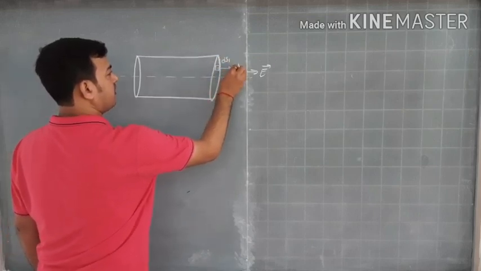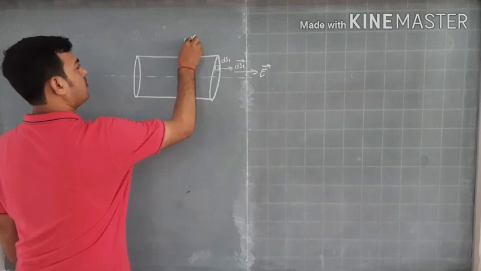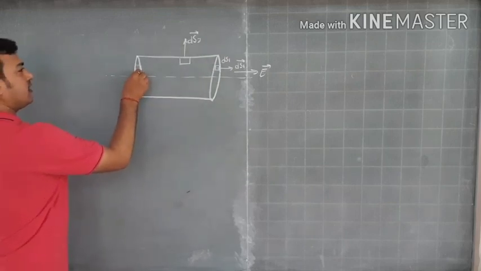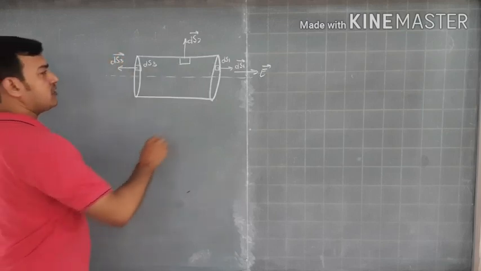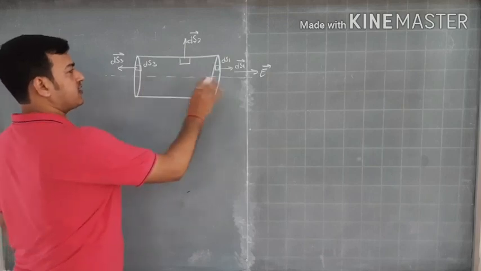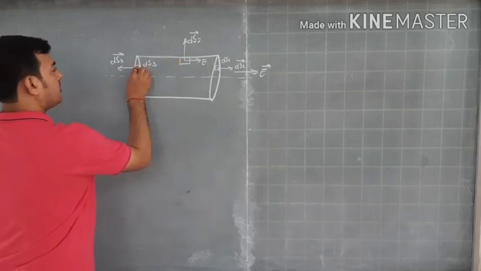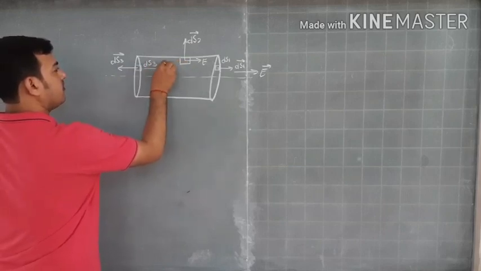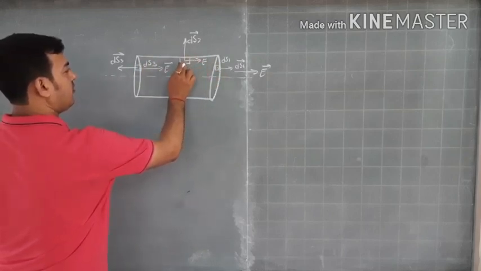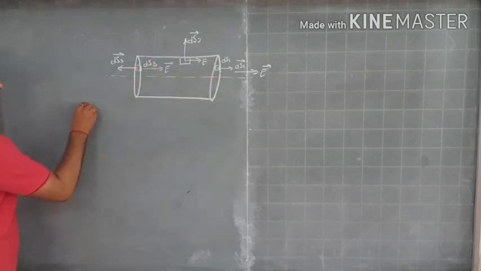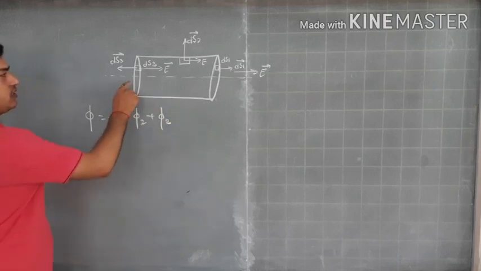For this surface, the area vector will be normally outwards. For this surface, the area vector will be normally outwards, and for this surface, let it be dS3, the area vector will be normally outwards. Now since the electric field is directed along its axis, the electric field will also be along the axis here, and the electric field at this surface will also be along this surface. So the total flux is the sum of the flux from these three surfaces.